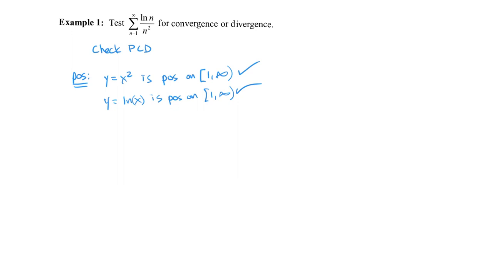Everything's positive. Did you notice anything strange? I said y equals natural log of x is positive on 1 to infinity. Well, what's natural log of 1? Natural log of 1 is 0, right? So it's not really positive at 1. So what that means is, when we do this, we're not going to start at 1, we're going to start at 2.